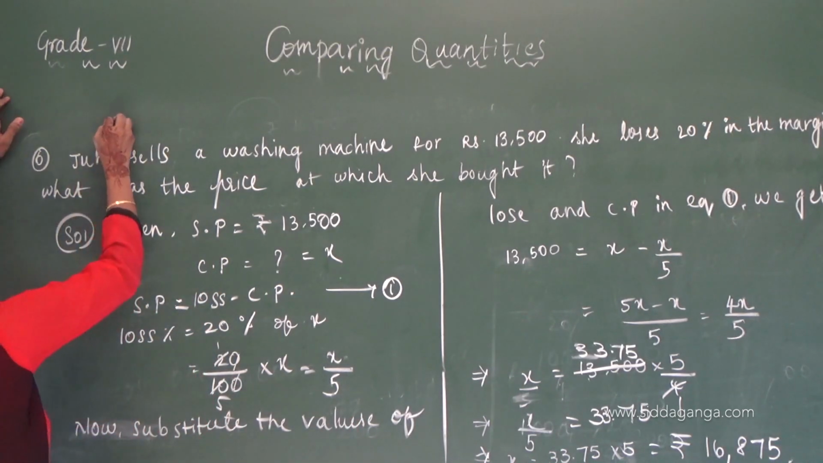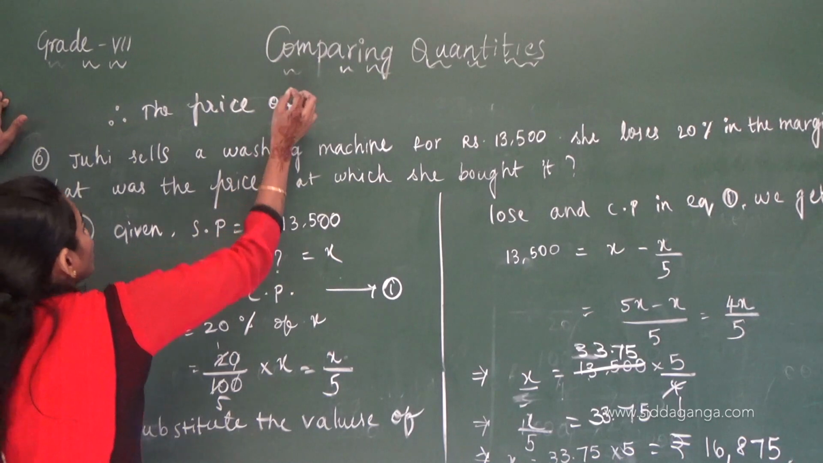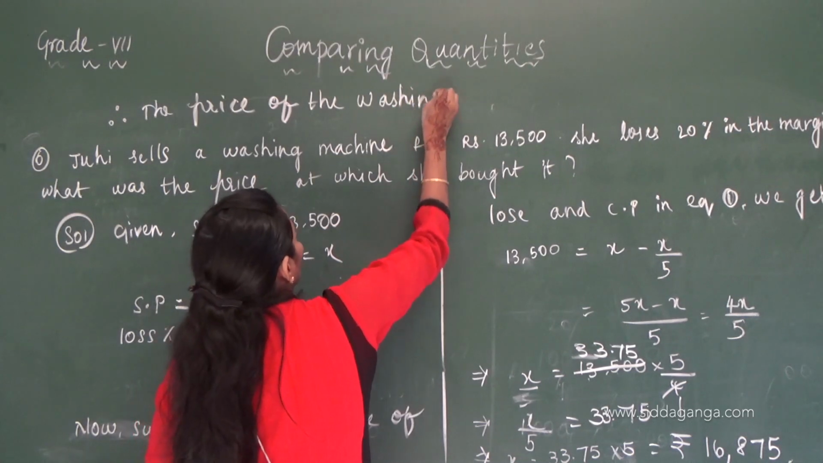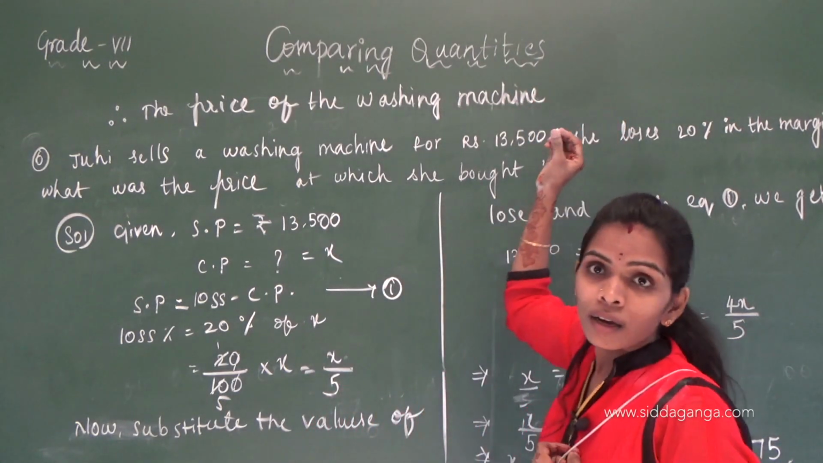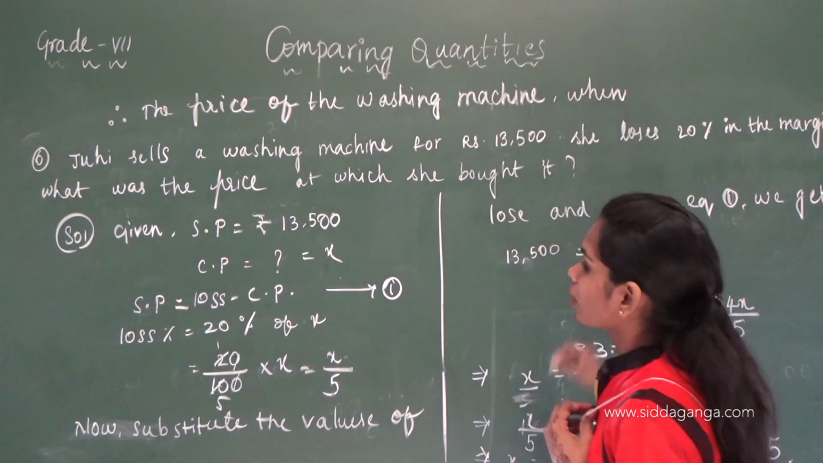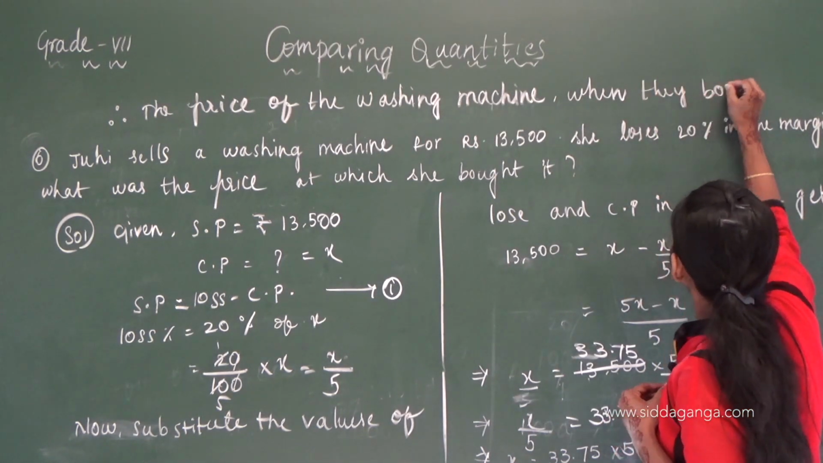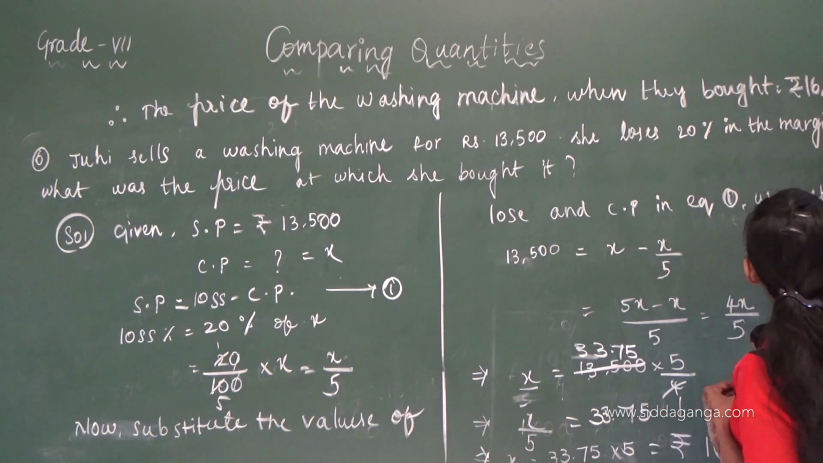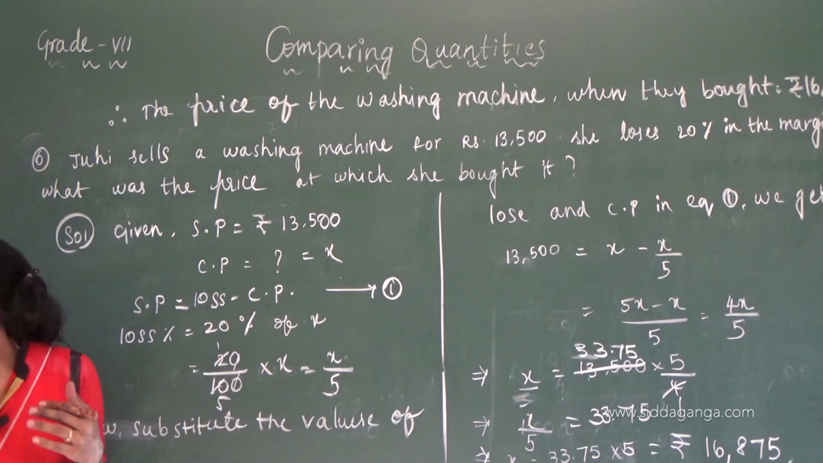Lastly you have to write, therefore, the price of the washing machine when they bought it equals rupees 16,875.